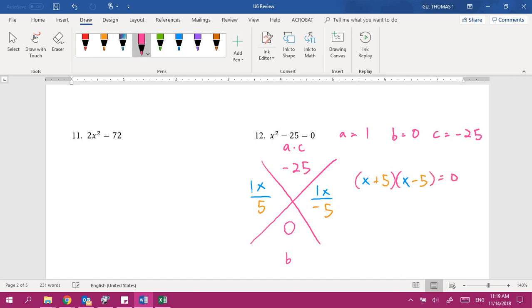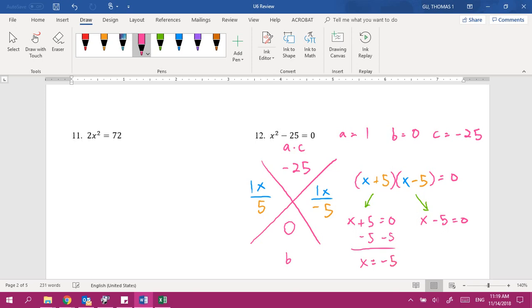And we want to solve. So what are my two equations to solve? X plus 5 equals 0. X minus 5 equals 0. That's right. Okay, so what do I do now to solve for x? Minus 5. Minus 5. So one of my solutions is x equals negative 5.